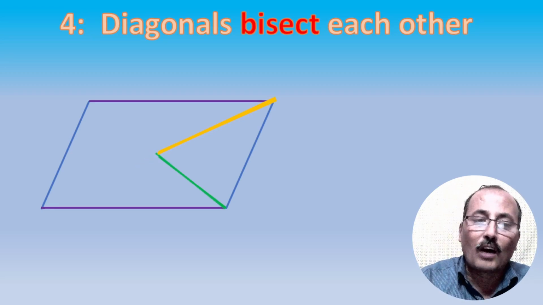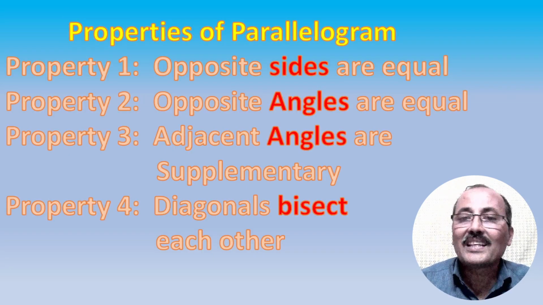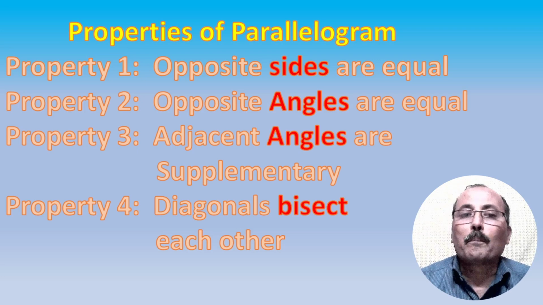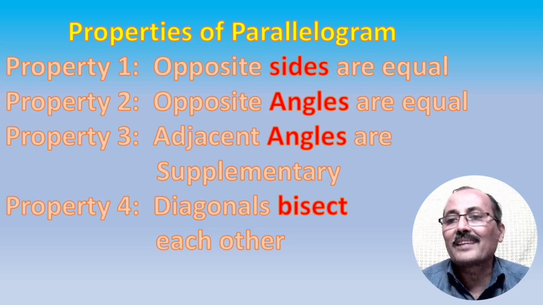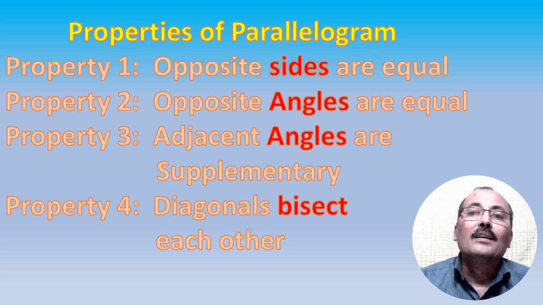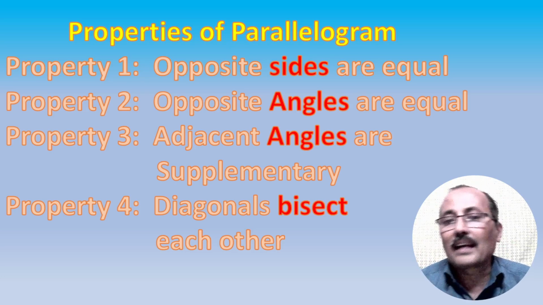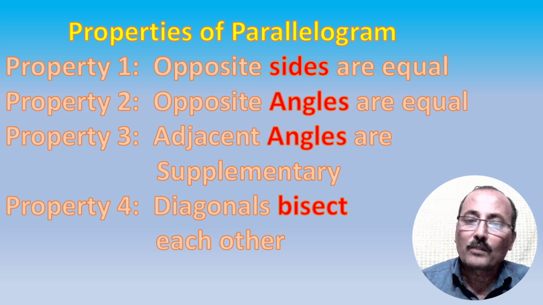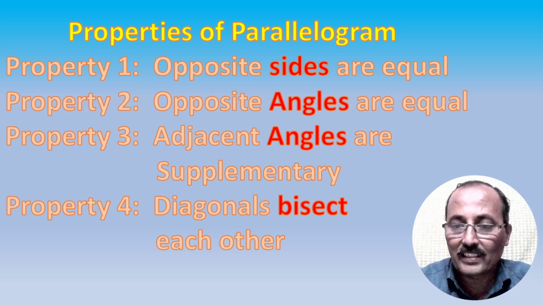So now, what have we seen till now? Properties of parallelogram. Property number 1, opposite sides are equal. Property number 2, opposite angles are equal. Property number 3, adjacent angles are supplementary. Property number 4, diagonals bisect each other.